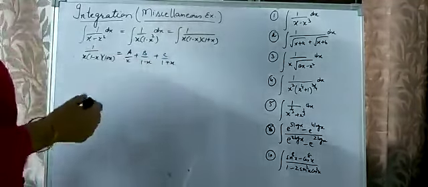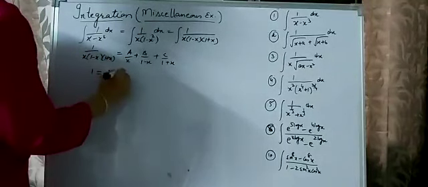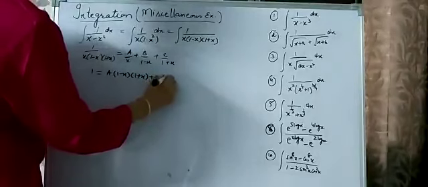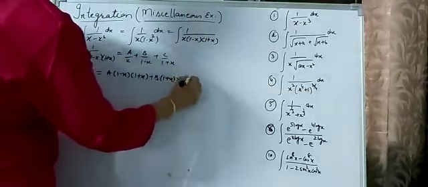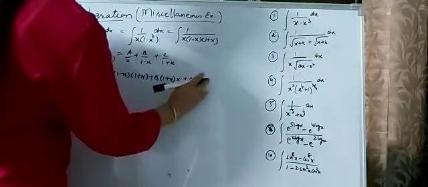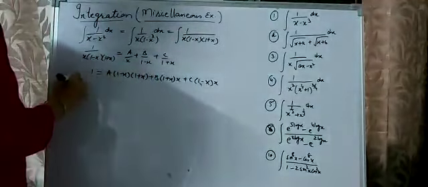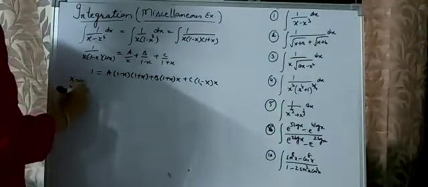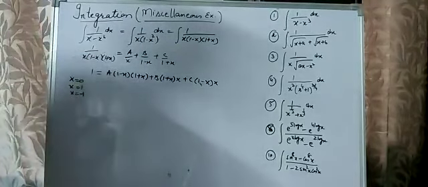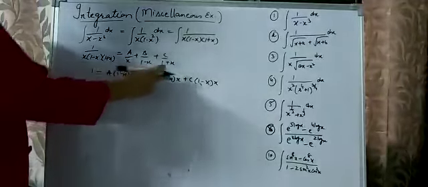Then after taking the LCM, you will get 1 here, a into 1 minus x, 1 plus x, plus b into 1 plus x into x, and plus c into 1 minus x and x. And then you can take the zeros. What are the zeros here? These are the three zeros: x is equal to 0, x is equal to 1, and x is equal to minus 1. After putting all these zeros, you will get the values of a, b, c.